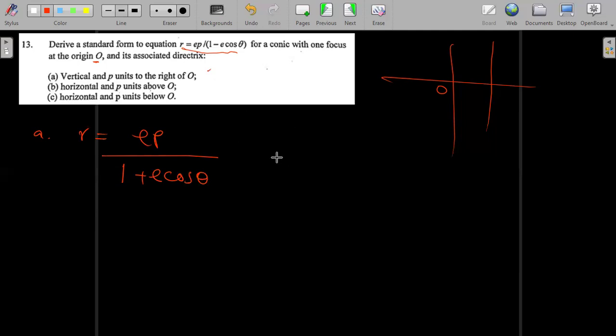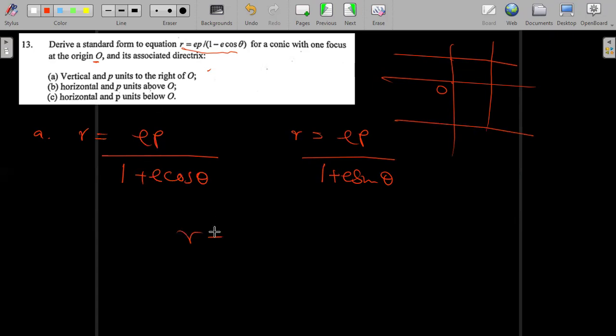The one that follows, they're telling you it's horizontal, and it is p units above. So horizontal, p units above the origin, it's going to be there. Since it's horizontal, we're going to switch from cos to sine, and you have 1 plus e sine theta. So this is what you're going to get. Then the last one is horizontal, p units below, and this is just going to be r equal to ep divided by 1 minus e sine theta. So this is what you get.